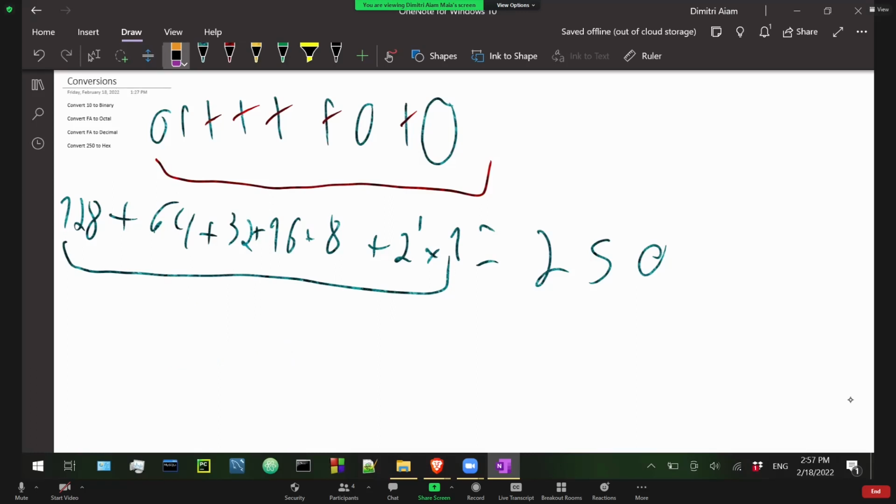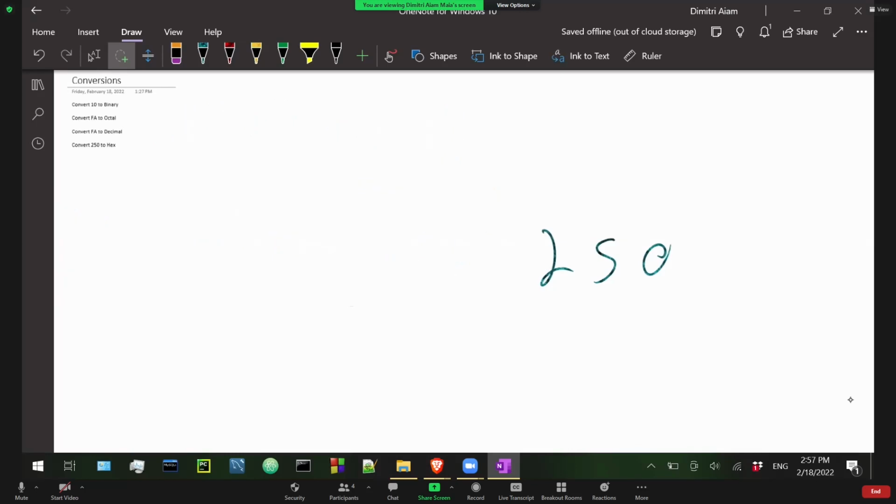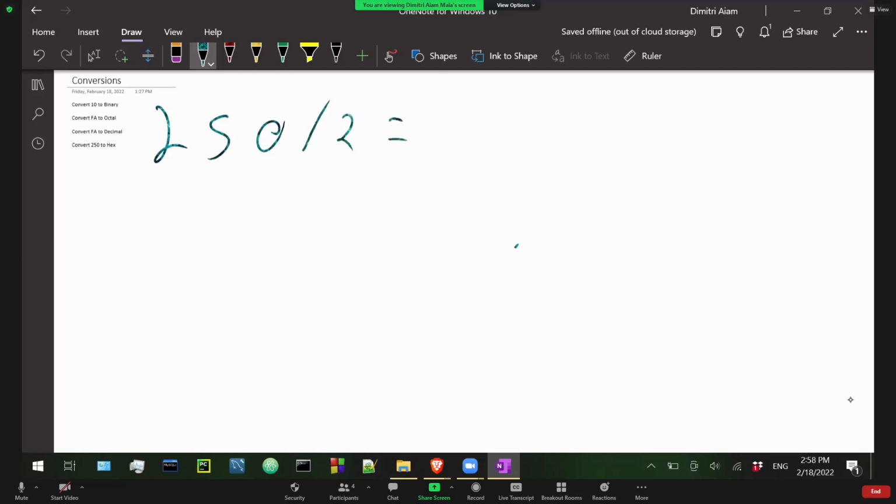Right. Now we have the task of getting this number and converting it to hexadecimal. So you guys know the answer, right? So we need to figure out this number in hexadecimal. First we convert it to binary, so we divide it by 2. So 250 divided by 2 is 125, remainder 0.